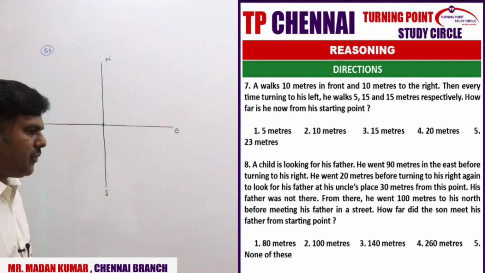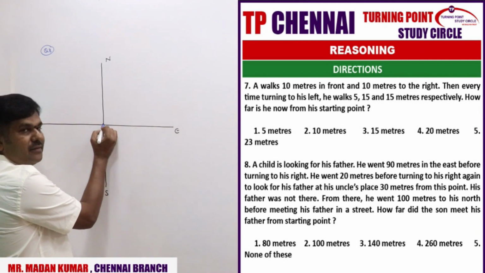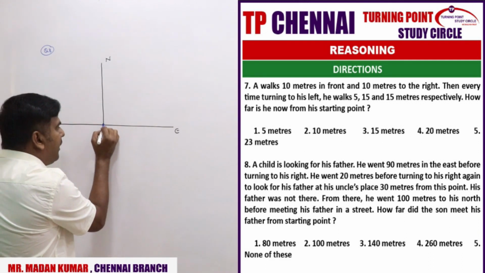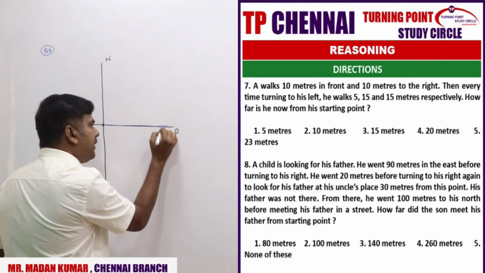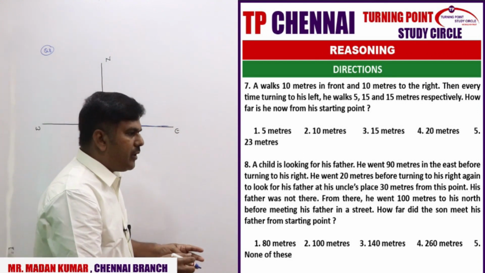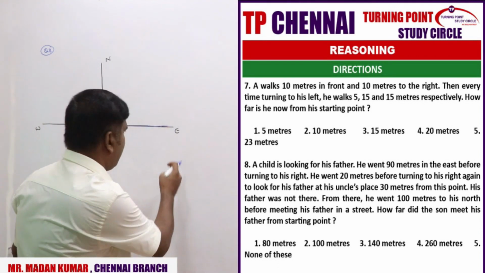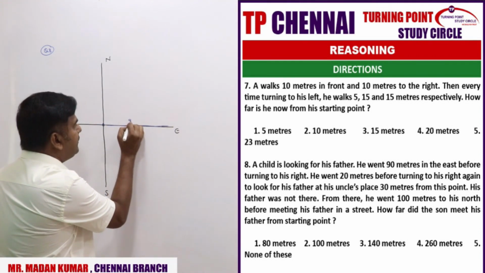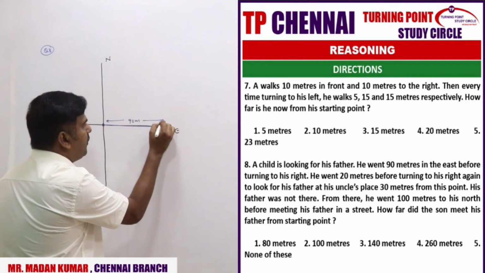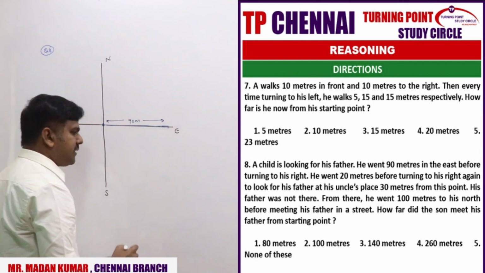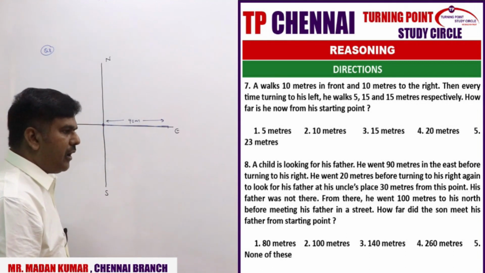A child is looking for his father. He went 90 meters in the east before turning to his right. Say that he is here, the child is here. He went 90 meters in the east before turning to his right. Right of east is the south direction, right? So he is moving east and turns right, south direction.